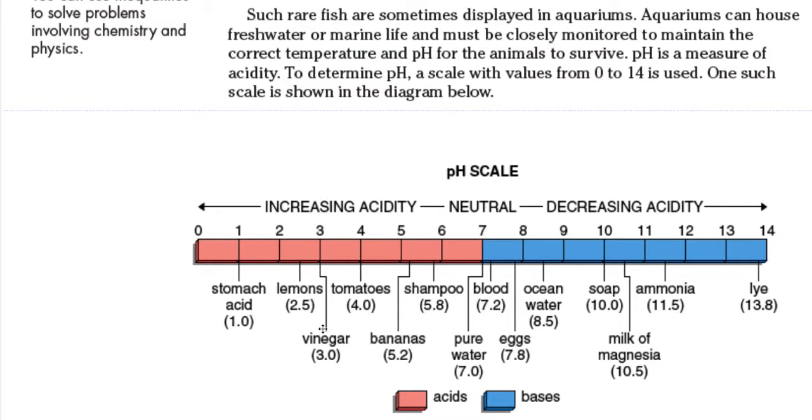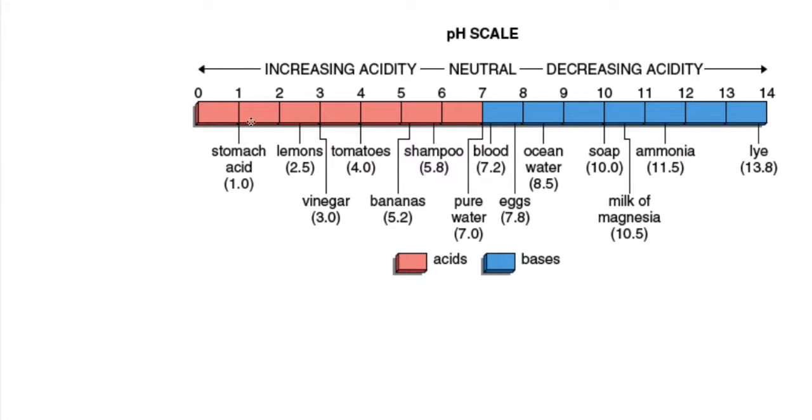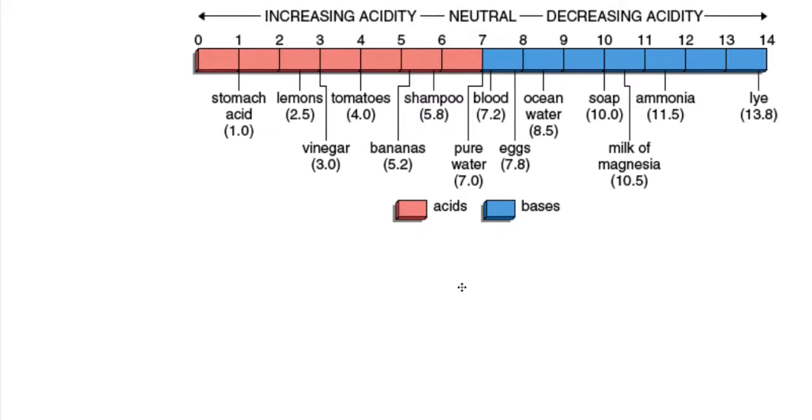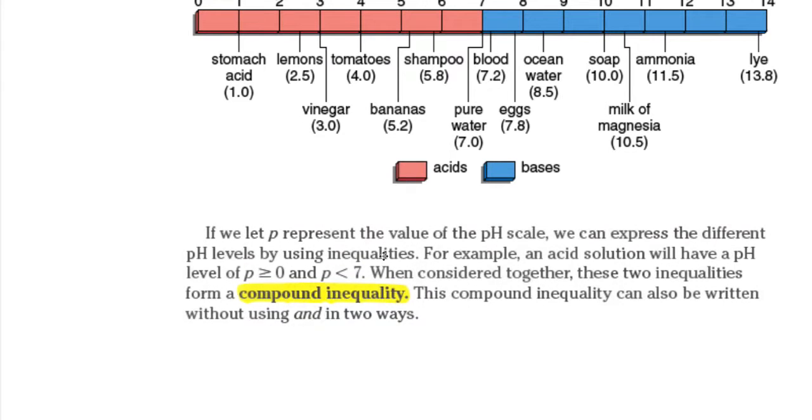Lemons is 2.5, vinegar 3.0, and you look to the right, lye is 13.8, ammonia 11.5, milk of magnesia, soap, and so on and so forth. To the left of the pH scale, below 7, you call them acids, and to the right of the pH scale, you call them bases. We're going to talk about pH scales later on in science.